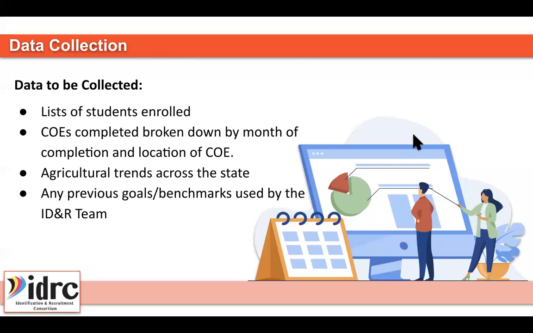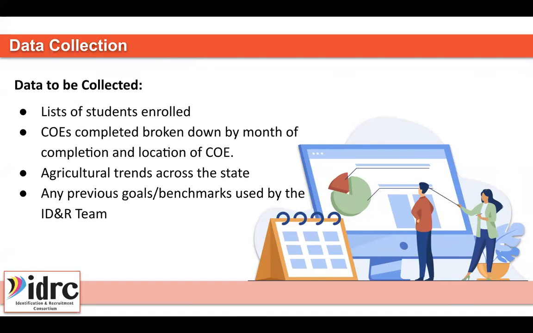So when we're talking about what kind of data needs to be collected, here are some of the things you can look for. Number one, of course, you want to find the list of students that are enrolled in the program, including addresses. It's important to know where people live because commonly migrant students and workers live in communities. They live around one another. And so if you know where groups of migrant workers and students are, there might be others in the area as well.